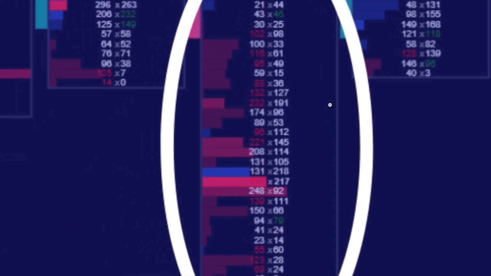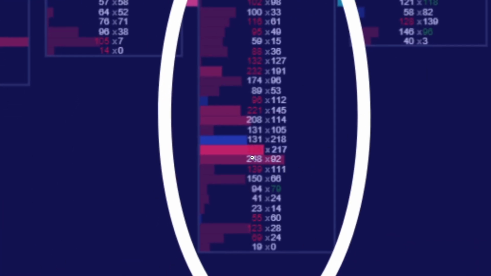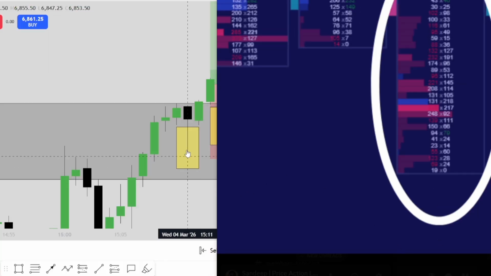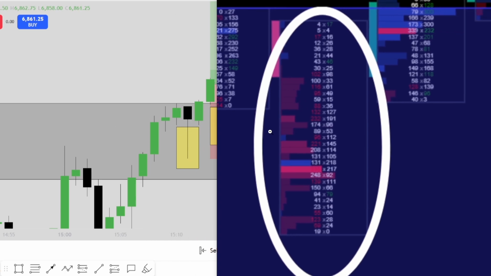So let's just understand how a footprint chart works. This is how a footprint chart works, everyone. So what does this mean over here? This is 248 for 92, right? So this wick, or this long wick over here, is this wick here, right? Look at that. This is a zoomed in version. So for those who are wondering, I execute directly on the ATAS platform, the order flow platform that I use.